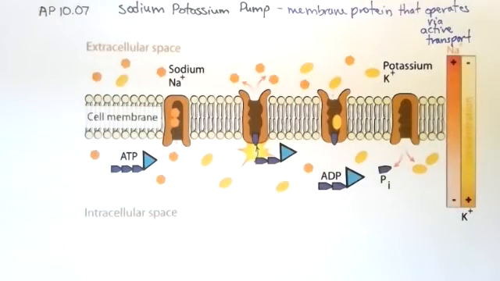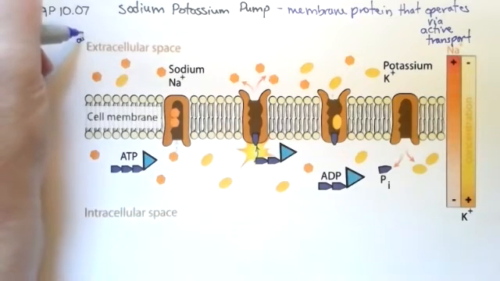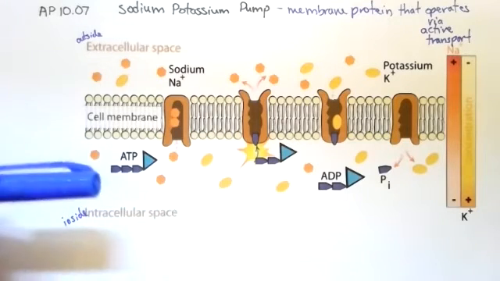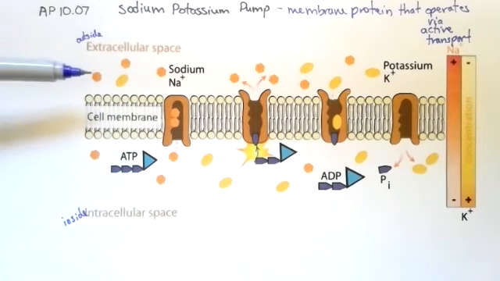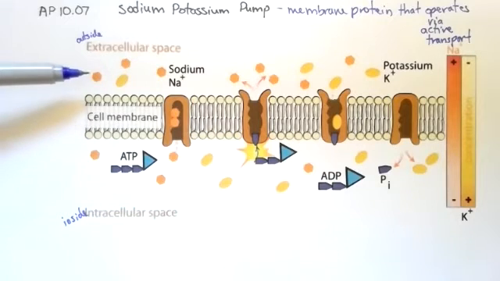Which means that it goes from, now you'll notice here it says extracellular space. This means this is outside the cell. And intracellular space means this is inside the cell. And what's going to happen is we're going to take something that is not equally concentrated, and we're going to actually make it more concentrated. So what we'll see is we start off and we have a little bit of sodium outside the cell. By the time we're done, we're going to have a lot of sodium outside the cell. So we go against the concentration gradient.